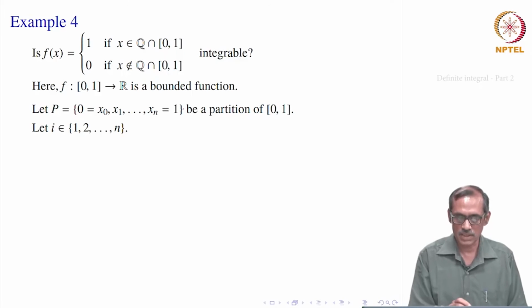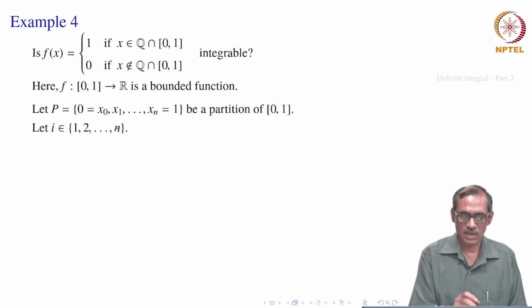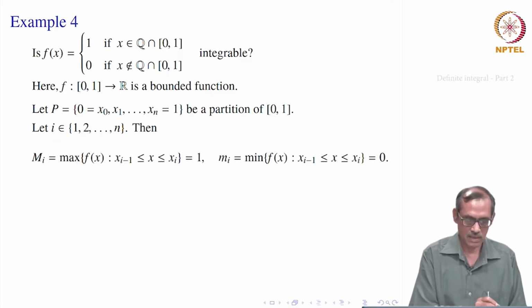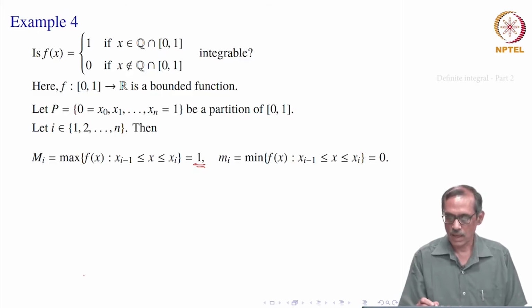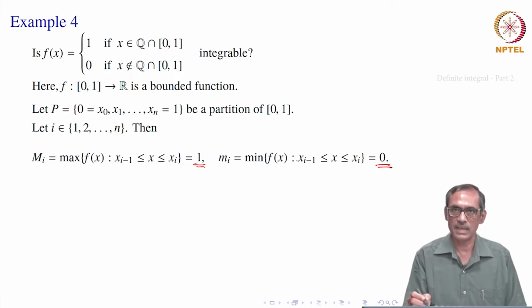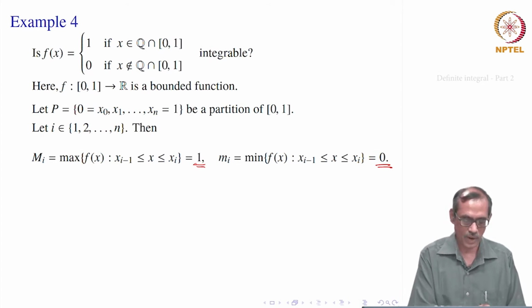Now this is a bounded function because it assumes only two values, 0 and 1. Let us take any partition, it does not matter which, and let i belong to 1 to n. Then the maximum of f of x is equal to 1, because in every sub interval there are rational numbers, and its minimum is equal to 0, for a similar reason: in every sub interval x i minus 1 to x i there is an irrational number. So the minimum becomes 0 and the maximum becomes 1.